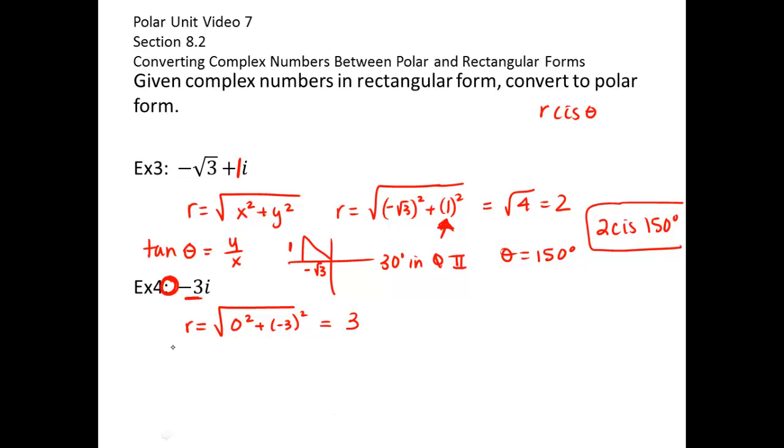So how do I find theta if I can't draw a triangle because I'm going 0? Well, I want you to just think logically more so than in a geometric form of where is this point located at 0, negative 3i? It's located at 270 degrees. So that's my answer. So for this problem, r is a 3, cis 270 degrees, and we're done.